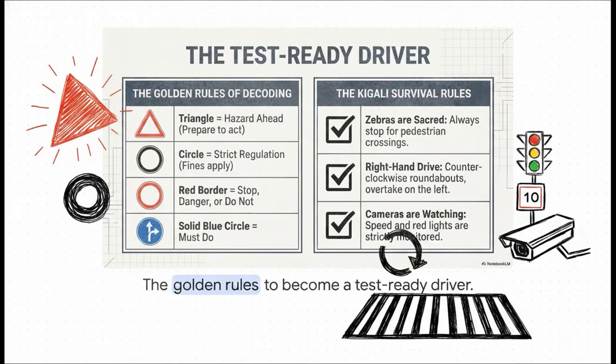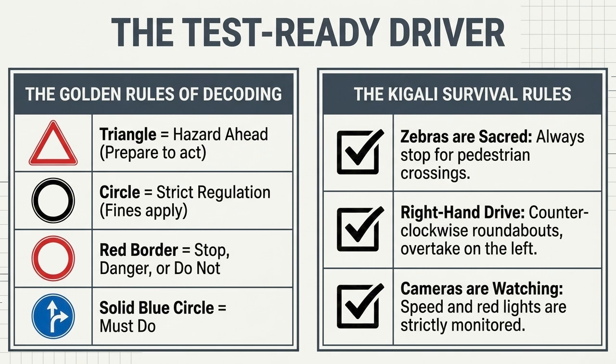So, the really crucial point to take away from our whole explainer today is this final checklist right here. To be a truly test-ready driver in Kigali, you've got to memorize the golden rules of your shapes. Triangle is hazard, circle is regulation. Respect the Kigali survival rules. Zebra crossings are sacred, counterclockwise flow is standard. And always, always remember, those cameras are watching your speed and your red lights incredibly closely.